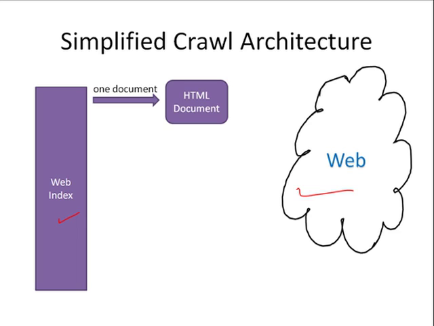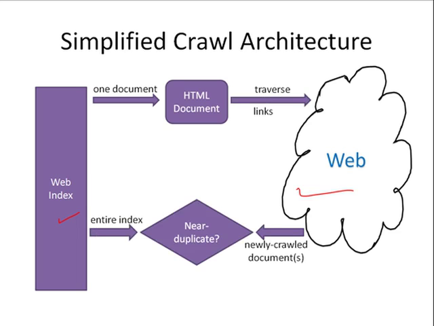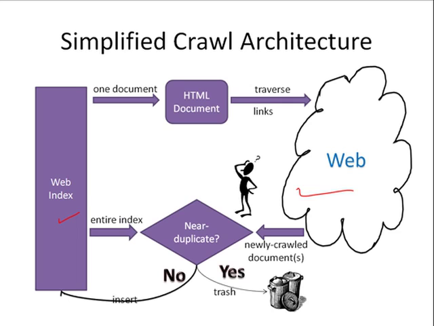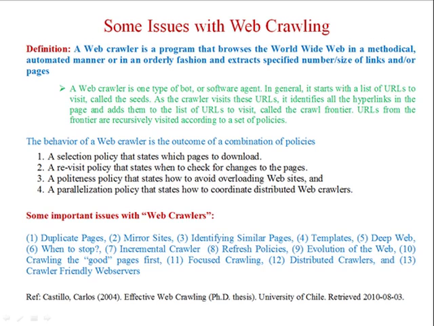It takes one HTML document, traverses the links, and collects the newly crawled documents. It checks for near duplicates. If there is no duplicate entry, then it inserts the document into the web index. If there is a duplicate entry, then it sends it to trash. So this is a very simple crawler architecture.